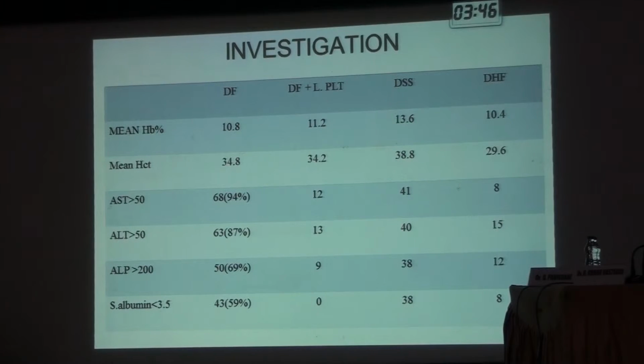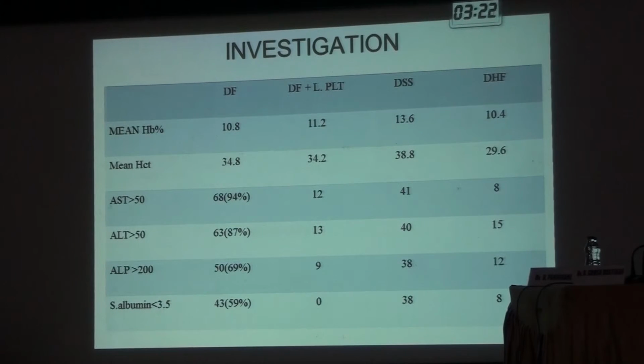So, investigating these patients, who were divided into all the 4 types, the hemoglobin level for dengue fever was 10.8, which is almost normal. Dengue fever with low platelet count, hemoglobin was 11.2. Dengue shock syndrome, maybe due to hemoconcentration or other factors, the hemoglobin was 13.6. Mean hematocrit was also slightly increased in dengue shock syndrome.